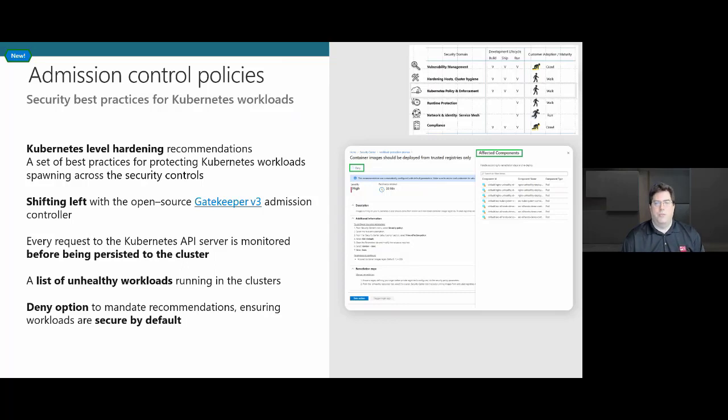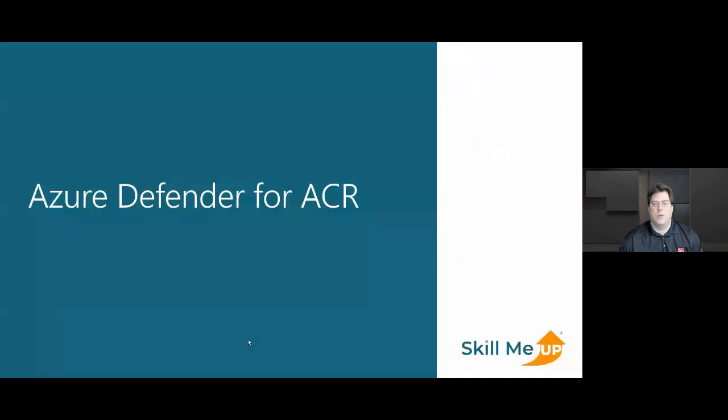where we can now watch all of the requests that are coming through the API server and find potential threats before they get to our clusters, and then create a list of unhealthy workloads that we may need to put additional controls in place, and maybe potential deny options, based on the recommendations to make sure that everything is secure. So we might deny certain accesses and put different controls in place while we are evaluating what other controls need to be put in place to secure our environment as we go through it.